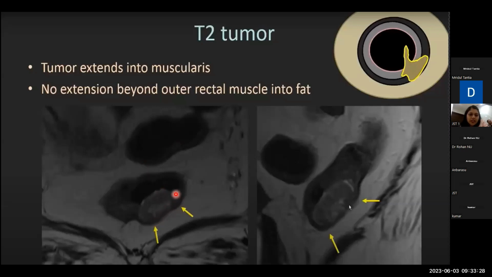So this is a brief example of a T2 tumor. A T2 tumor is just under the muscularis propria. So we see this thin T2 hypointense line, and it's beneath the muscularis propria. It's a polypoidal lesion sitting over the muscularis propria, but not invading it.